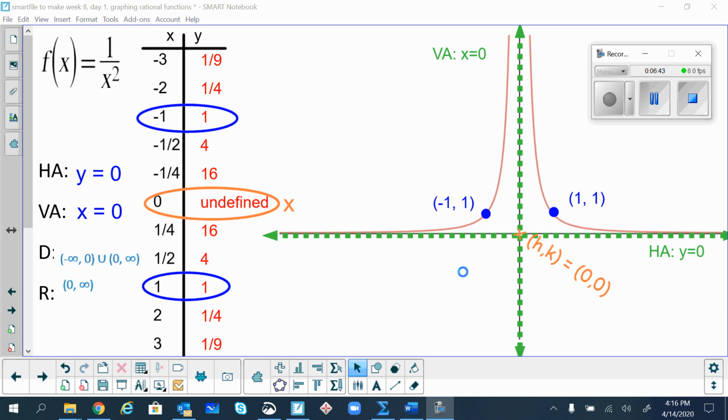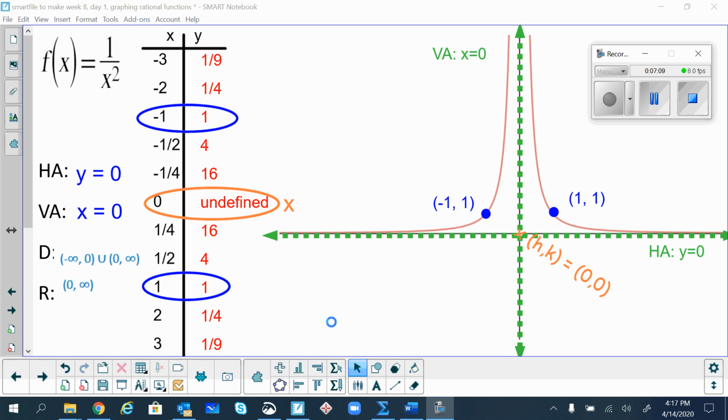This function is similar to a quadratic or an absolute value function in that we have no negative values for y. So we see that when we look at our range as well. Notice how our range is only from 0 to infinity because we have no negative values for y. Our domain has two parts, from negative infinity up to 0 and from 0 to infinity.